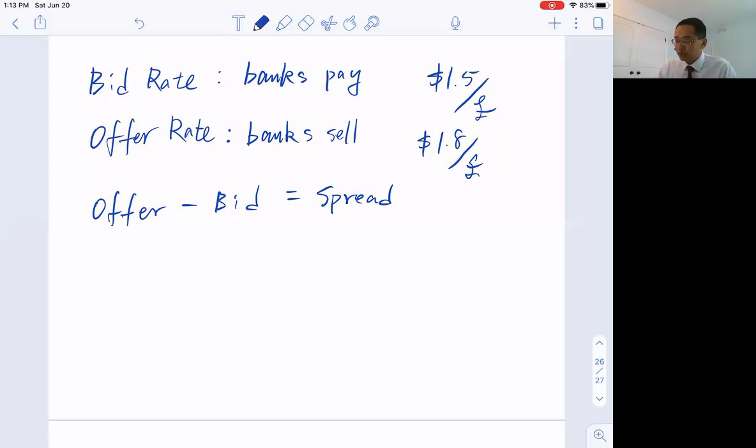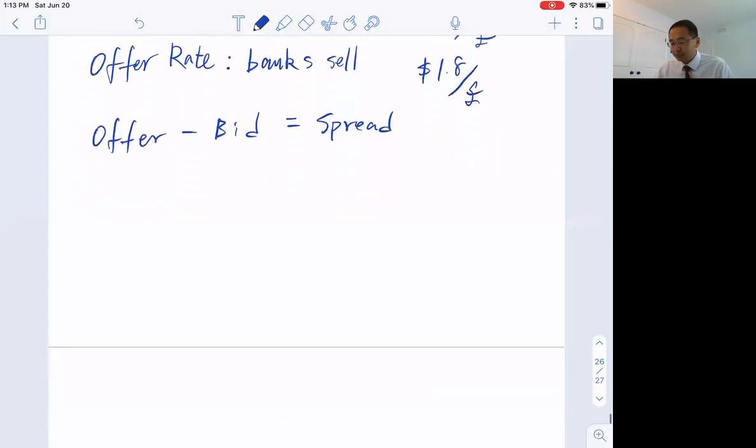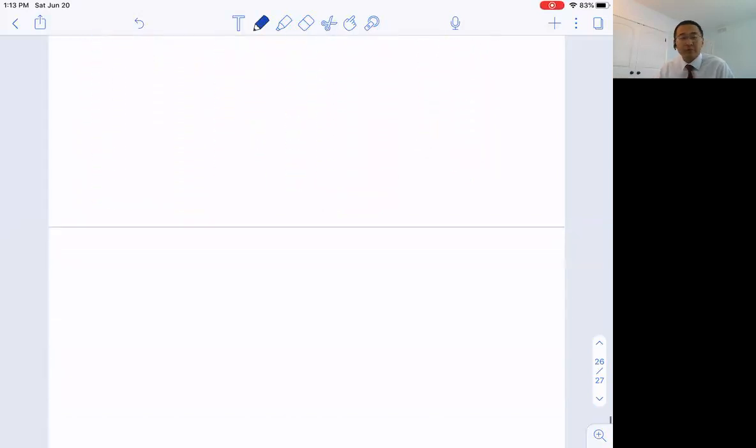Now, let's look at how to read the exchange rate. The exchange rate is, we said, the price of one currency measured in another. So there are two ways of looking at an exchange rate. If we are looking from the US perspective, one way is how many dollars it takes to buy one British pound. Or you can look at how many British pounds it takes to buy $1.